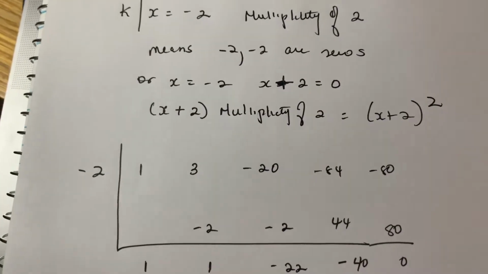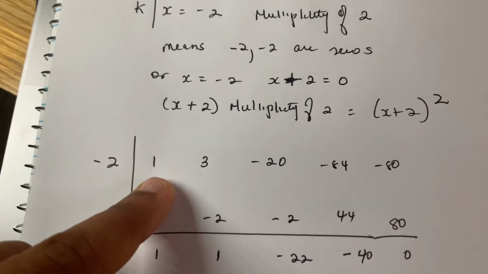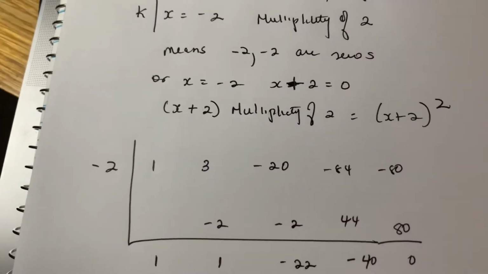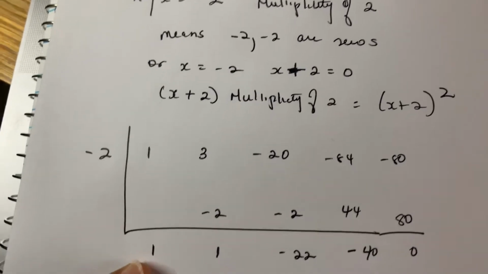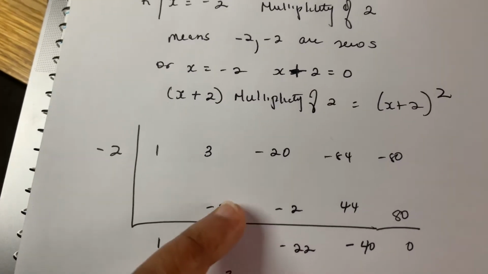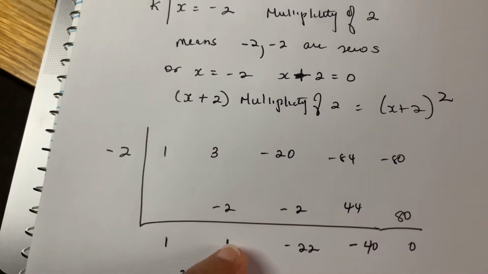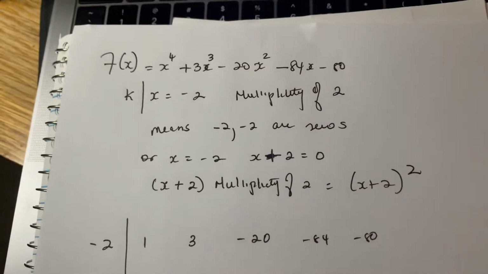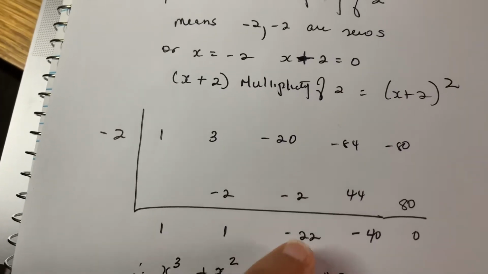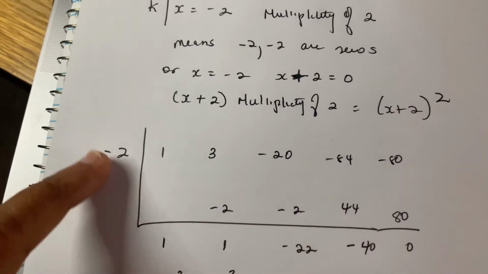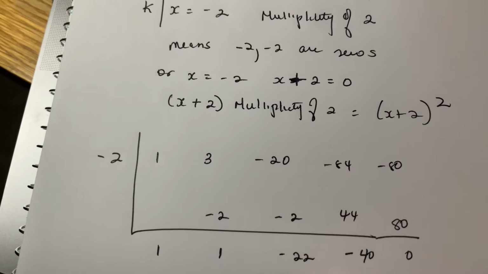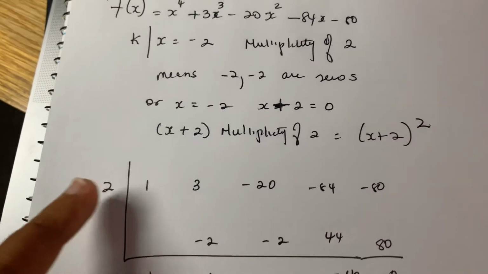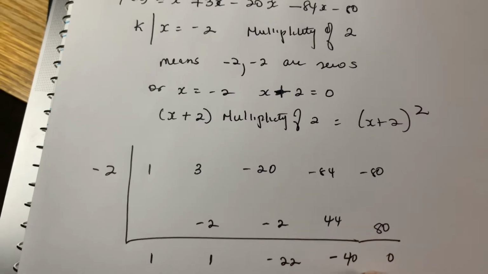So we have minus 2 on the outside. We have the first coefficient of the x to the fourth power. So we see 1, we bring it down. Then we say 1 by minus 2 is minus 2. 3 plus minus 2 is 1. Do the same thing, 1 by minus 2. You see we get minus 22. Then we say minus 22 by minus 2, which gives us a positive 44. We subtract that, we get minus 40. Minus 40 by minus 2 is positive 80, and we get a 0.